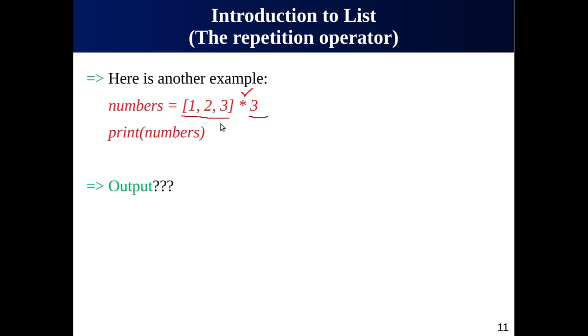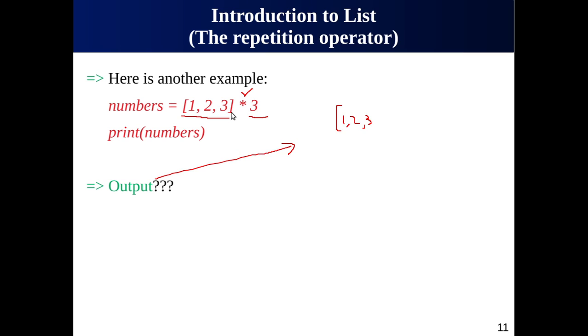What do you think, what is going to be the output? So we know that it will multiply the list. Or you can say that it will print these elements 3 times all together. So that is going to be like this. The output is like this: 1 2 3.